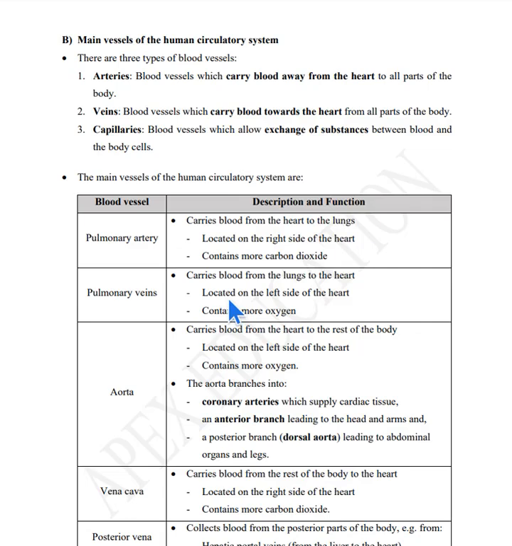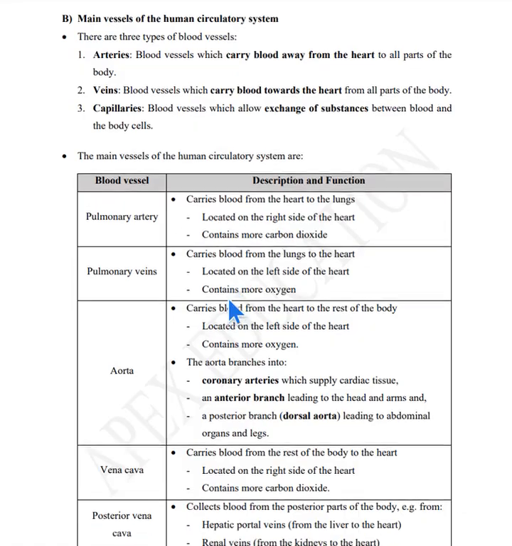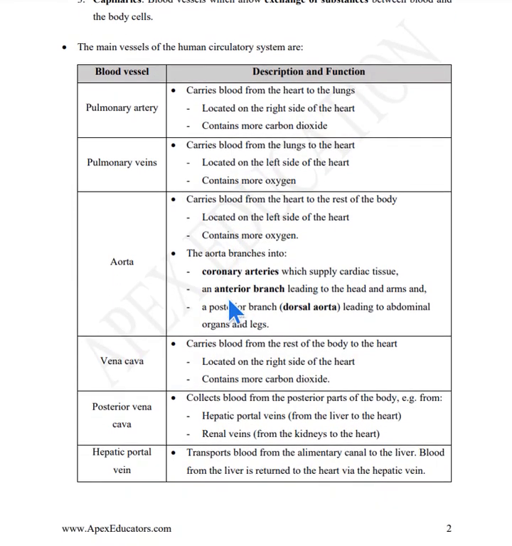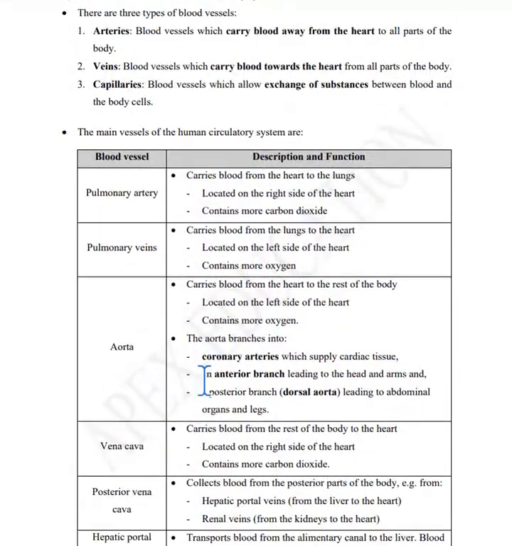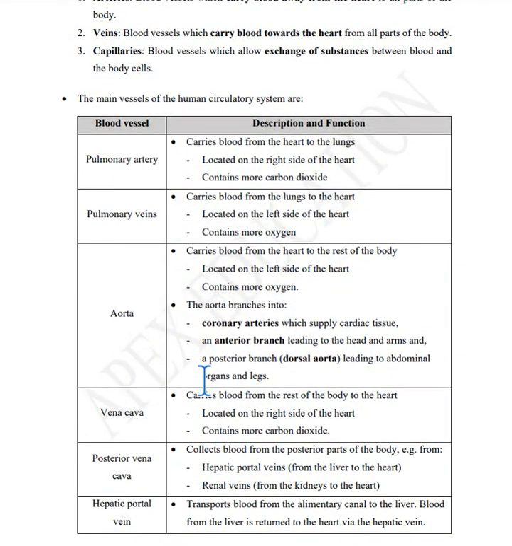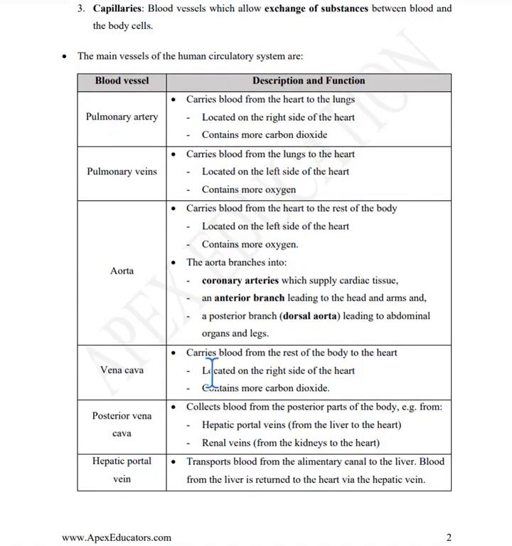The main 3 types that you learned until sec 2 are artery, vein and capillary, but this time you have 5 more to learn. The first one is the pulmonary artery. It carries blood from the heart to the lungs. Because it is pulmonary, it is opposite from the usual function.